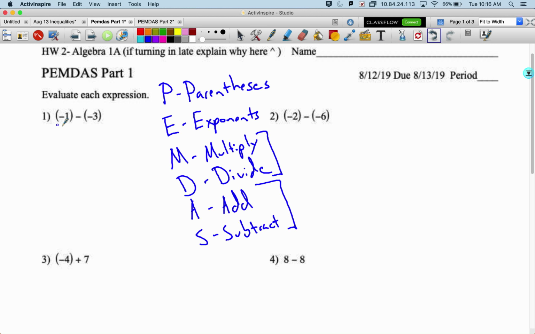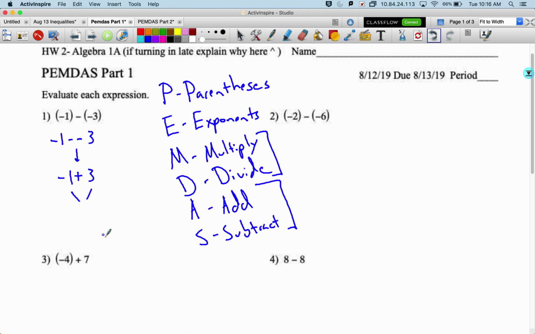So as I look at problem number 1, yes, there's parentheses, but there's nothing to be simplified inside of them. So I can actually drop them. I can get rid of them now that what's inside the parentheses is as simplified as possible. Another really good technique to use is every time we see a minus and negative, just replace that with a plus. So instead of -1 minus a -3, this is the same as -1 plus 3.